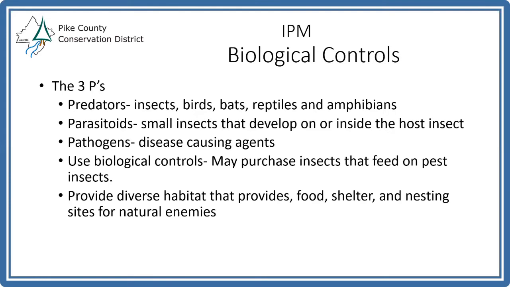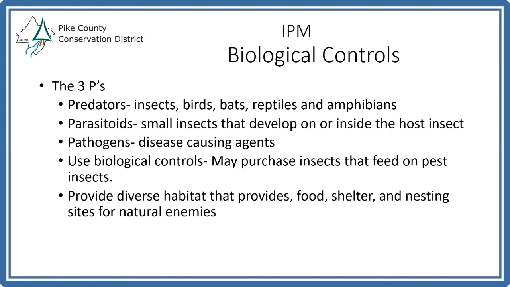Another IPM practice is biological controls, the use of natural enemies of pests to suppress or prevent an outbreak. Insects, pathogens, and weeds have predators that feed upon them or diseases that make them weak and die. The three P's: predators, which are your insects, birds, bats, reptiles, amphibians. Put things out there to encourage those toads and those garter snakes or whatever to hang out. Give the birds some place to come and nest, and they'll eat those insects for you.